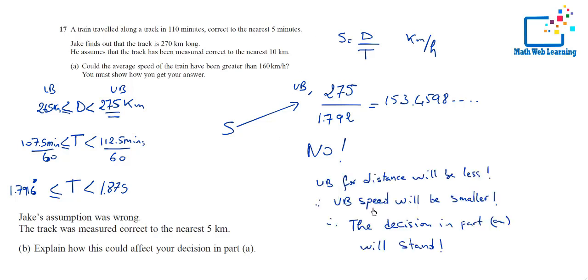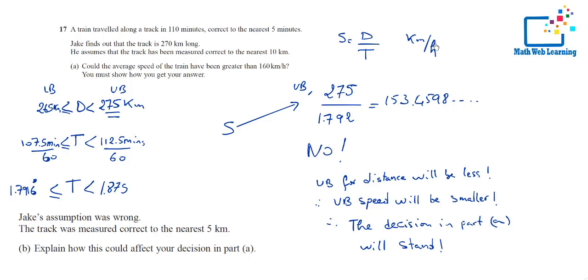Well, so I wrote down this little paragraph here. Upper bound means for distance will be less. That's what we discussed. So therefore, the upper bound speed will be smaller. So therefore, the decision in part A will stand. All right? I hope this helped.